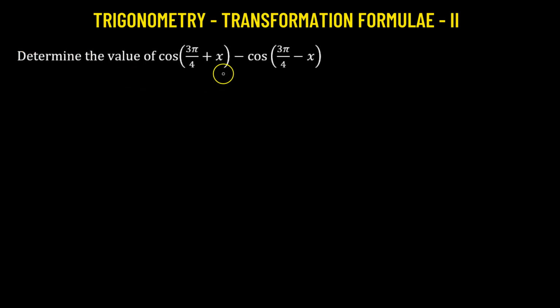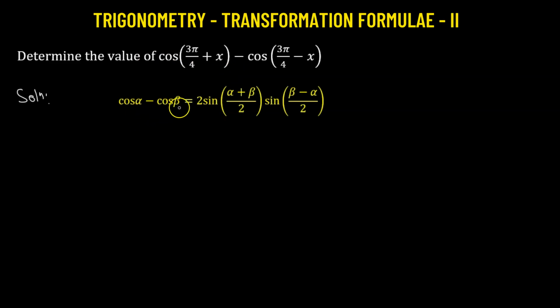So here in this problem, we need to determine the value of the given trigonometric expression. Let us begin. Now clearly we observe that what we have here is a difference of two cosine functions. What we can do is use the transformation formula, cosine of alpha minus cosine of beta, which gives us the product of two sine functions.